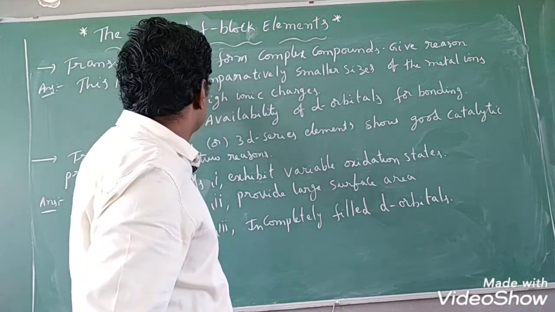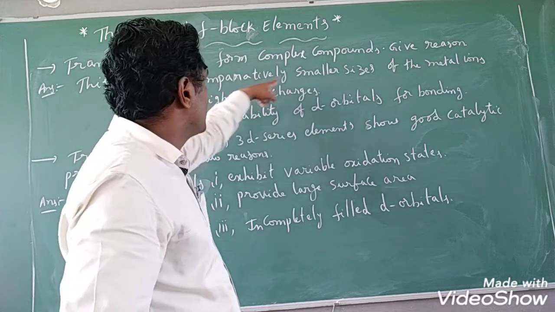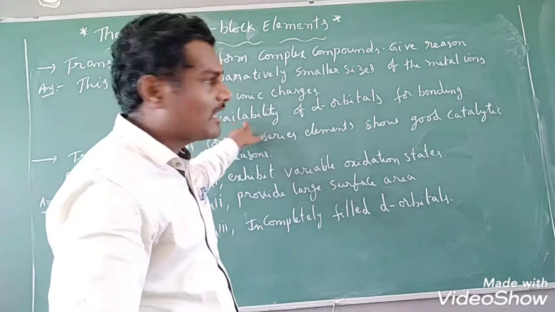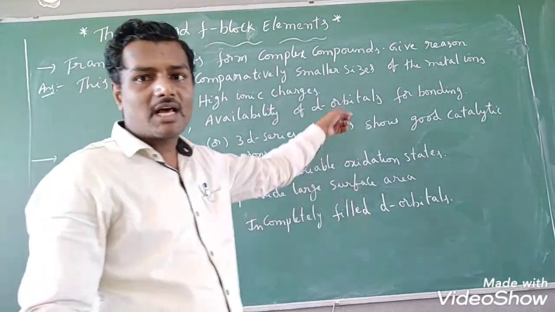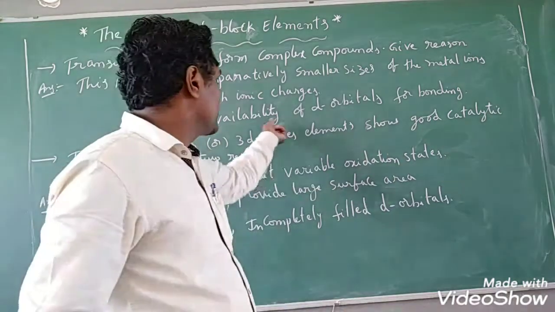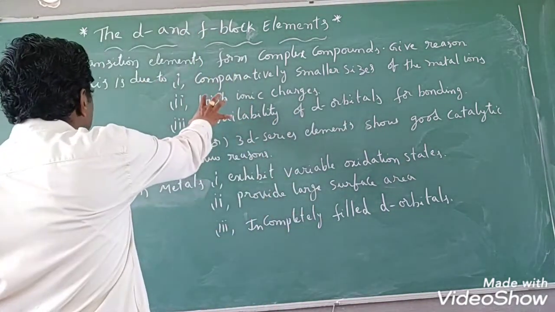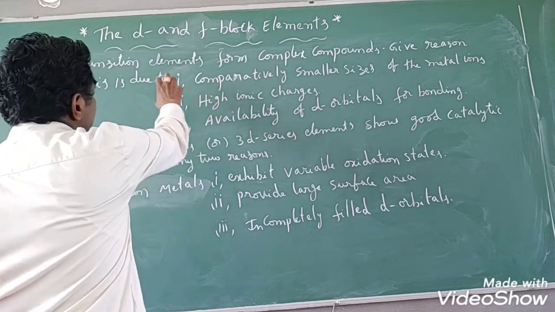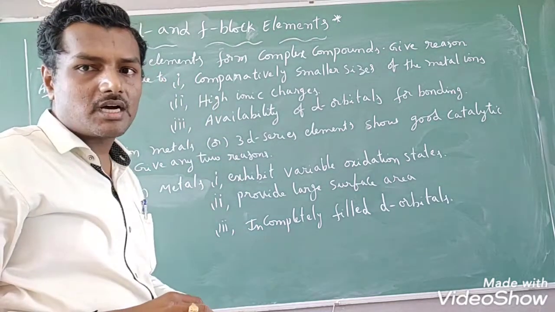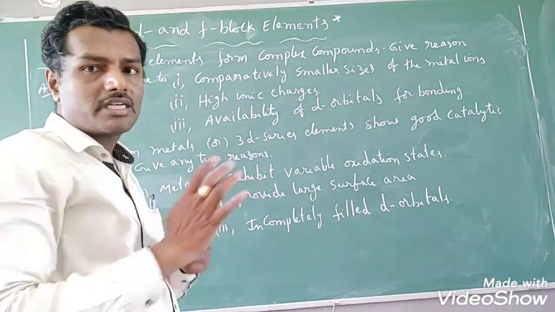So now you see that one more reason why it will form complex compounds is due to the availability of n-1 d orbitals for bonding, right? Due to the availability of what? D orbitals for bonding. These are the main reasons. Because of these reasons, these transition elements form complex compounds. That is what the coordination compounds are.